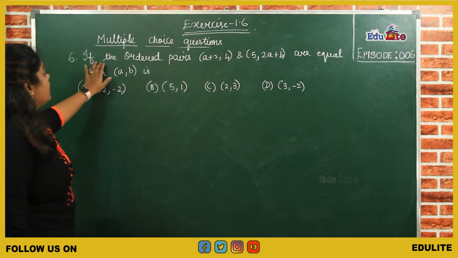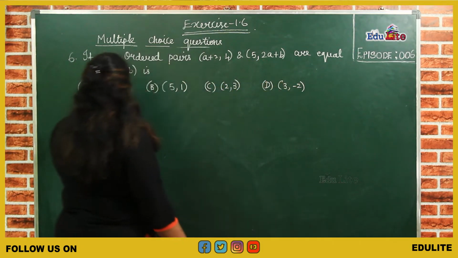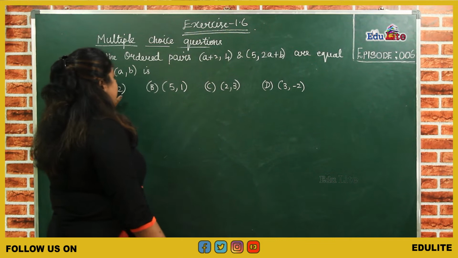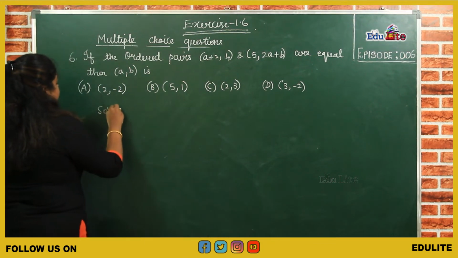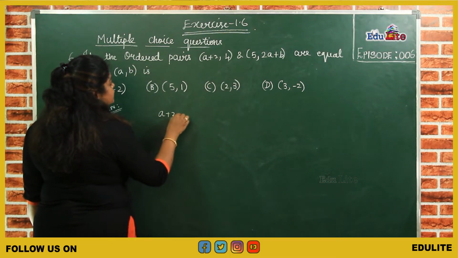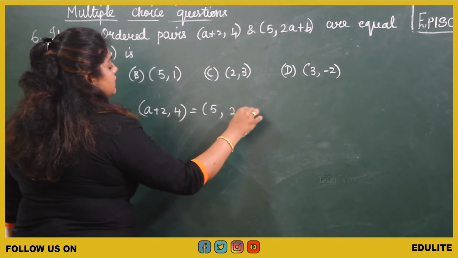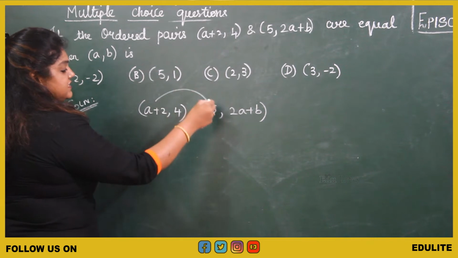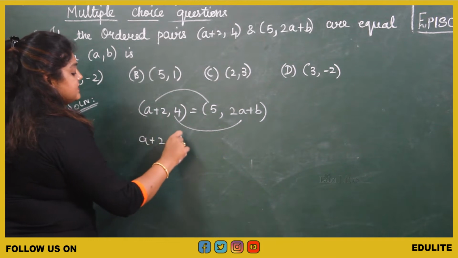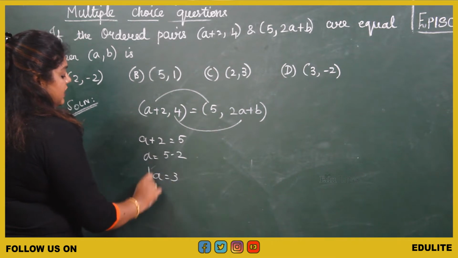In the next problem, ordered pairs (a plus 2, 4) and (5, 2a plus b) are equal. If these two ordered pairs are equal, we need to find the value of a and b. Let us do it so. So, these two are equal, that is (a plus 2, 4) equals (5, 2a plus b). We have to compare the first element with the first element, second element with the second element. So, a plus 2 equals 5, a equals 5 minus 2, a equals 3.